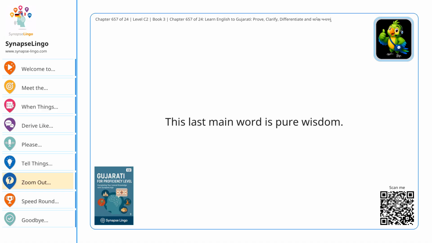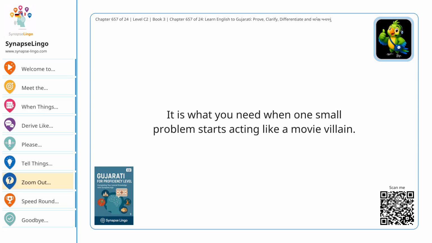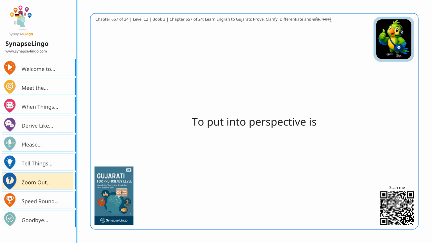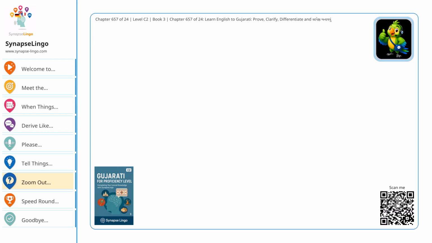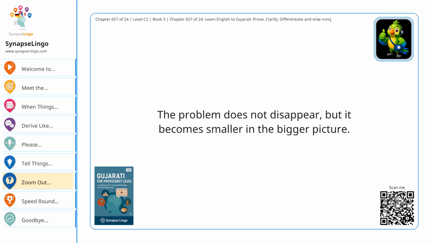Zoom out, breathe, continue. This last main word is pure wisdom. It is what you need when one small problem starts acting like a movie villain. To put into perspective is સાપેક્ષ બનાવવું. Travel can સાપેક્ષ બનાવવું daily worries. A calm friend can સાપેક્ષ બનાવવું bad news. Imagine dropping one cookie and behaving as if civilization has ended. Then a wise friend hands you the rest of the box and says, સાપેક્ષ બનાવવું. The problem does not disappear, but it becomes smaller in the bigger picture.